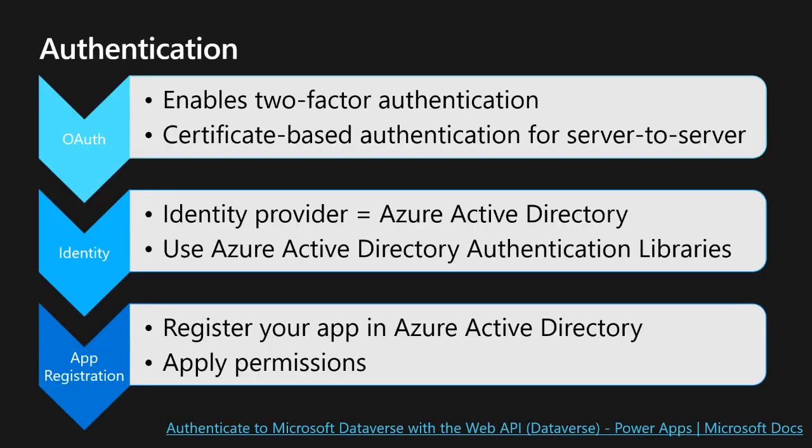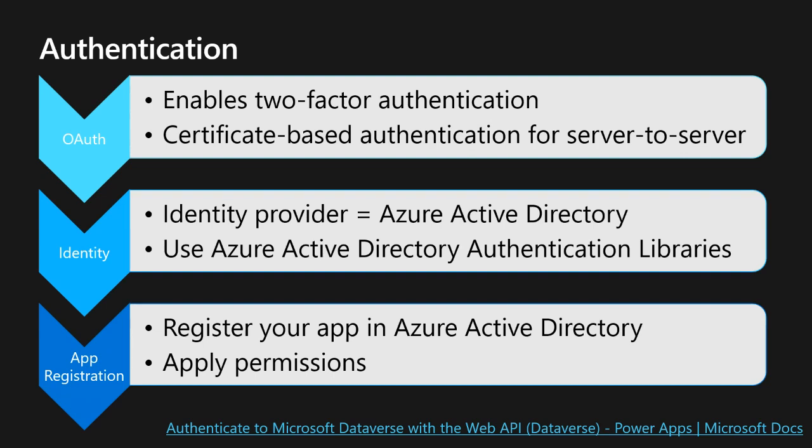I want to take a closer look at authentication. OAuth is the industry standard protocol for authorization. After application users provide credentials to authenticate, OAuth determines whether they are authorized to access the resources. Client applications must support the use of OAuth to access data using the Web API. OAuth enables two-factor authentication or certificate-based authentication for server-to-server application scenarios.